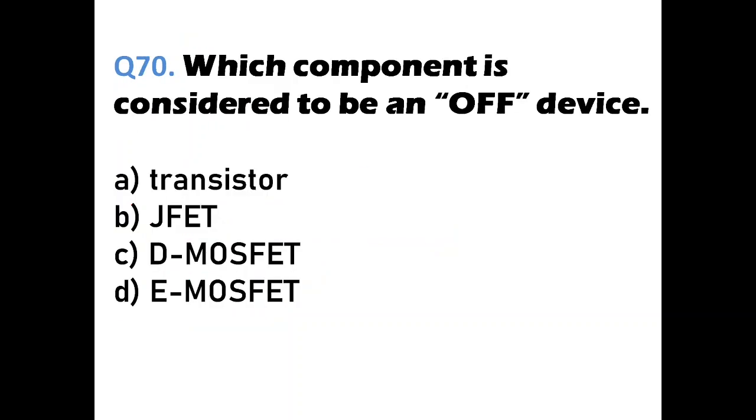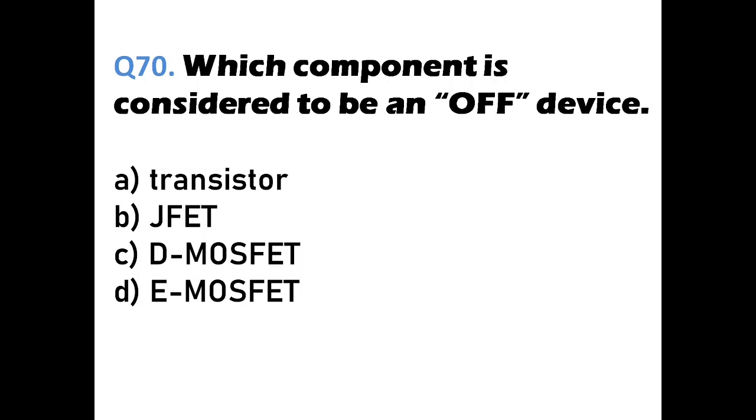Which component is considered to be an off device? So as I've told you earlier also, normally off device is the enhancement MOSFET and normally on device is the depletion type of MOSFET. So here the option has to be EMOSFET. So normally off means what? Whenever the input voltage between gate and source is 0, there will be no drain current flowing. There is no channel built for this MOSFET between drain and source. Source and drain will not have any linking. So there will be no current flowing when VGS is equal to 0. That means normally it is off.